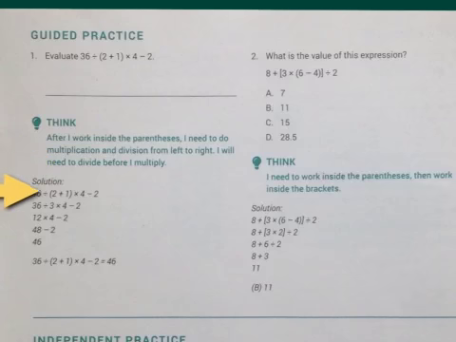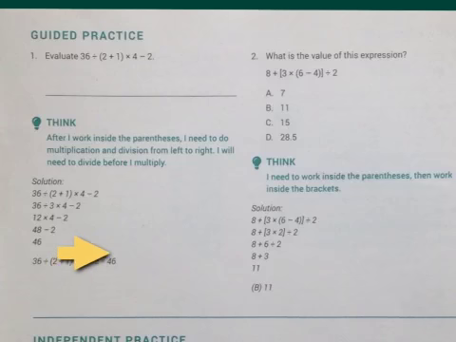We're going to go ahead and work inside the parentheses. 2 plus 1 is going to give us 3, and that's how we got our 3 there. Then we're going to work from left to right. 36 divided by 3 is going to give us 12. Then 12 times 4 is going to give us 48. And then 48 minus 2 is going to give us 46. So our answer on guided practice 1 is 46.